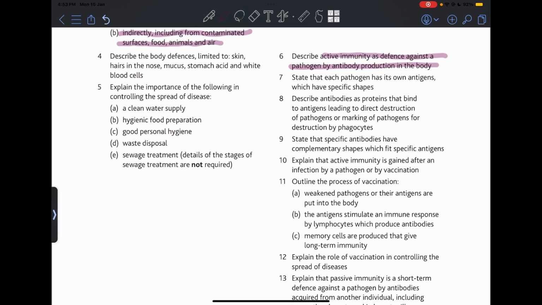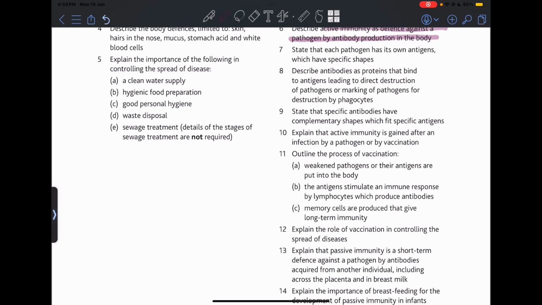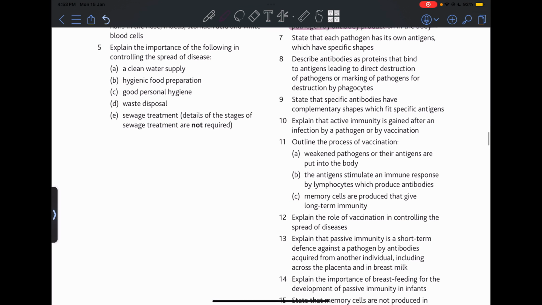Number 10 says, explain that active immunity is gained after an infection by a pathogen or vaccination. So, active immunity, you can either get it by actually getting infected by someone or from a pathogen, or you can take the vaccination, which will still allow the pathogen to enter into your body, but it will have the same effects as the pathogen, but in less concentration.